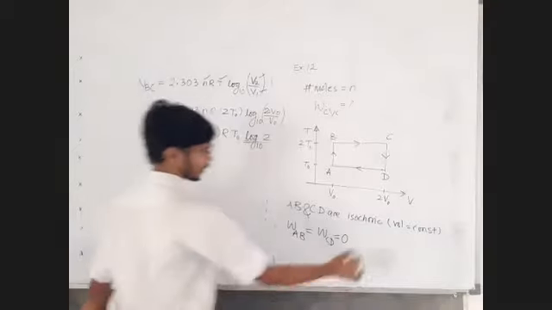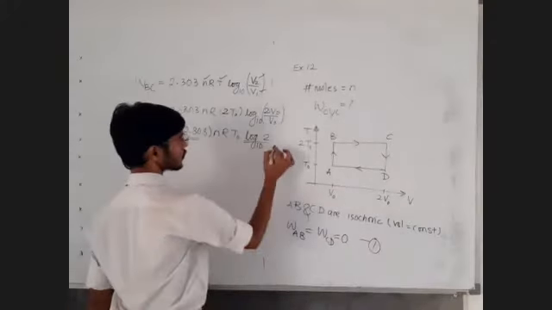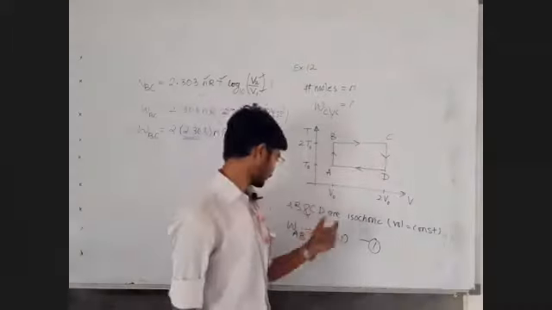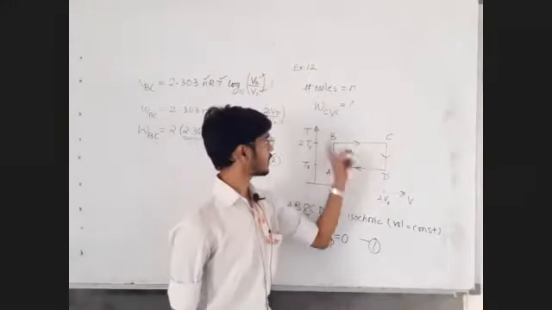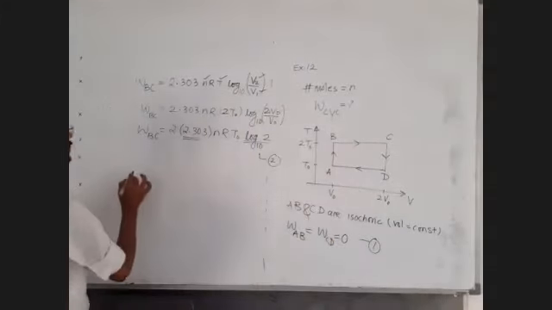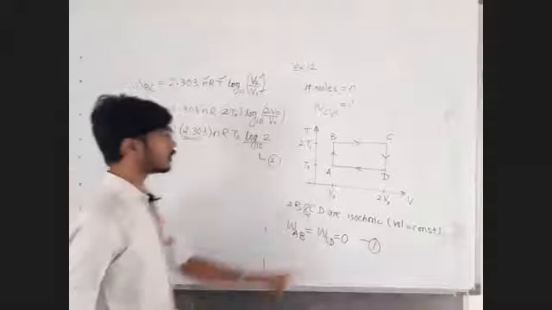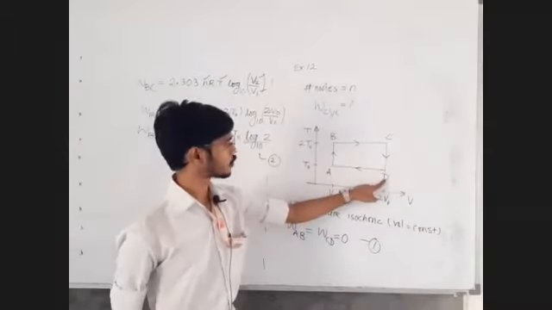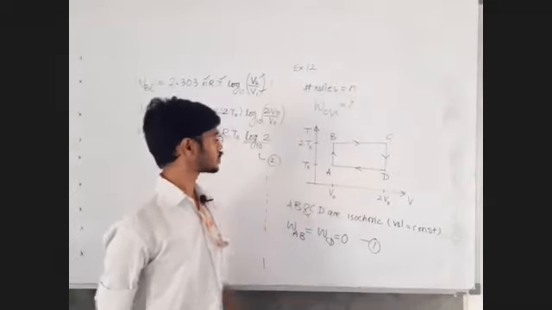Call this equation 1, call this equation 2. Now A to B, C to D, A, B and C D have been considered. B to C we have thought of. Now process D to A. Now process D to A is again isothermal.